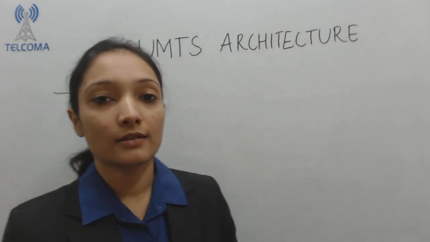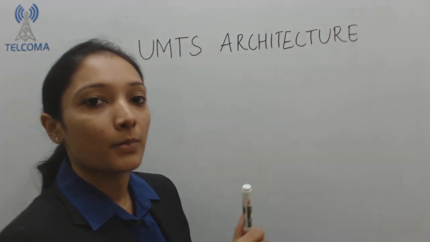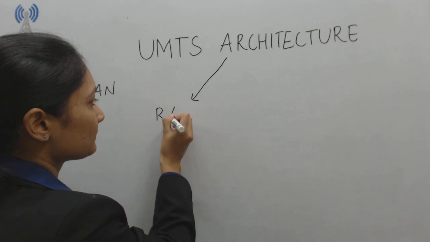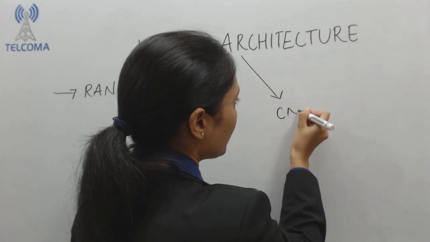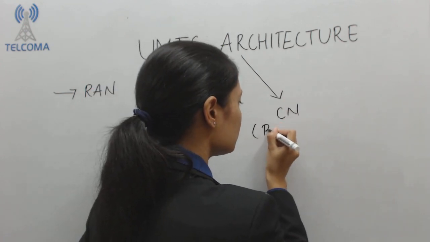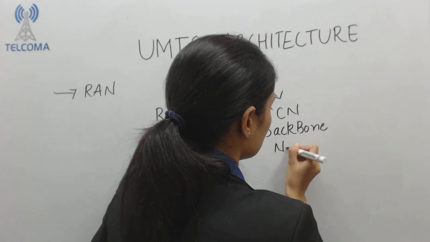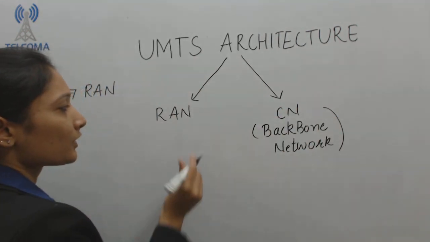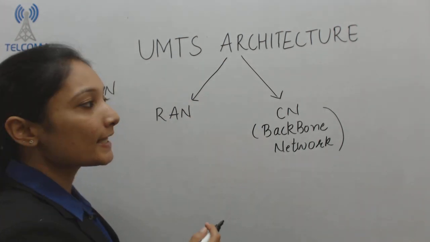Now, in the previous sessions, we briefly discussed that the UMTS network is divided into two different parts. Yet, it is an evolution of GSM architecture, but the two entities of the UMTS architecture are the radio access network and the core network or backbone network. So this RAN and the CN together comprise the complete architecture of our 3G systems.